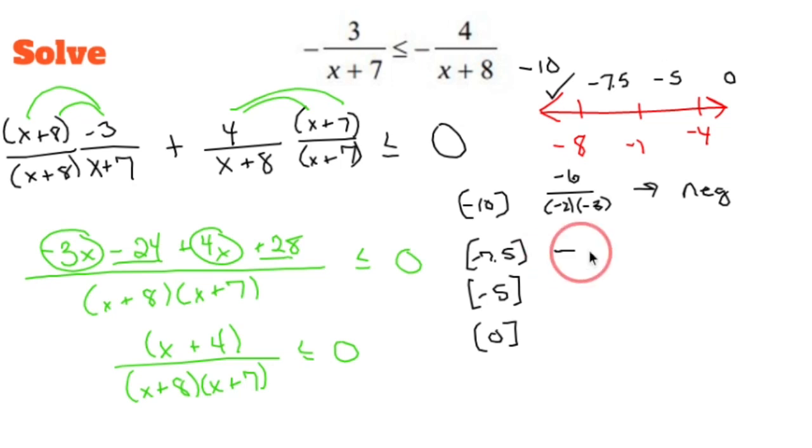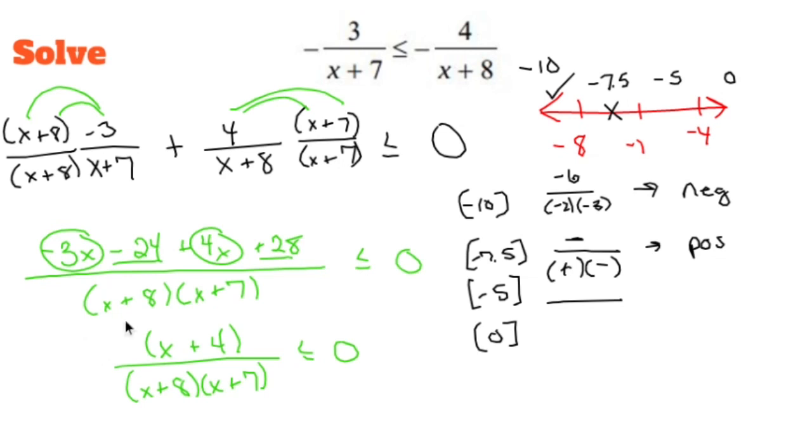If I plug in negative 7.5 on the top, that gets me a negative. Let's do it this way, because I really don't care about what numbers I get, I care about what kind of numbers I get. So I get a negative on top. If I plug in negative 7.5 here, I get a positive. And if I plug in negative 7.5 here, I get a negative. So negative over negative is going to be positive, which means I don't want the numbers between negative 8 and negative 7.